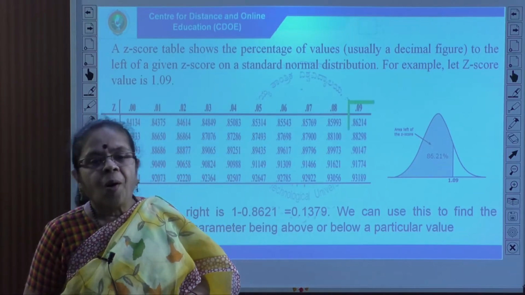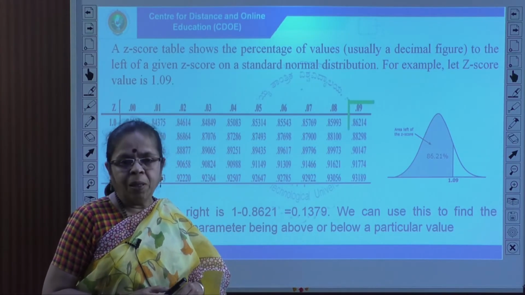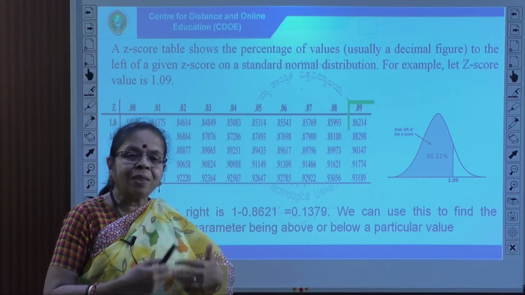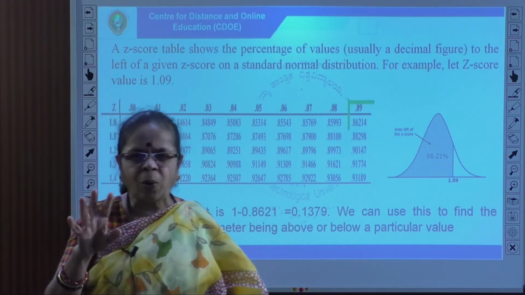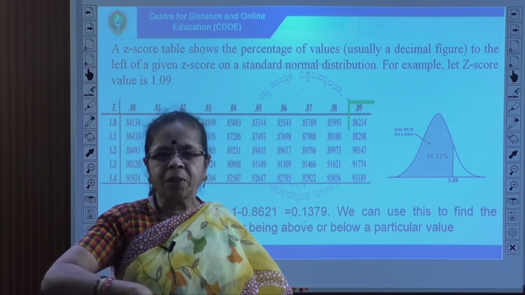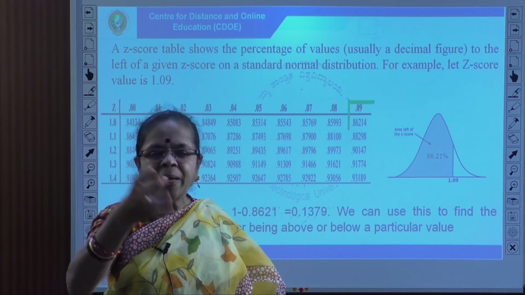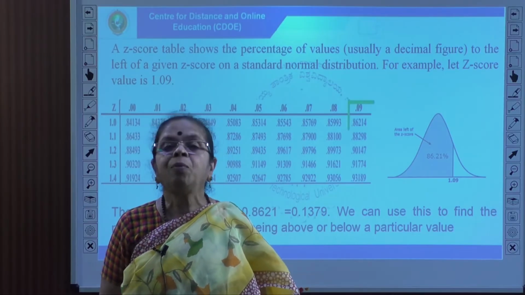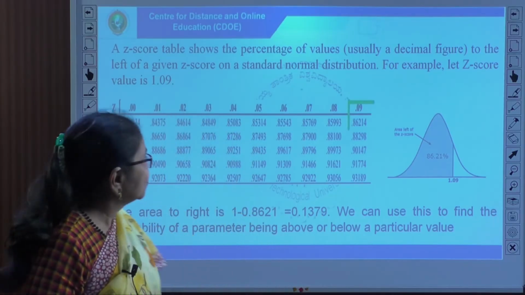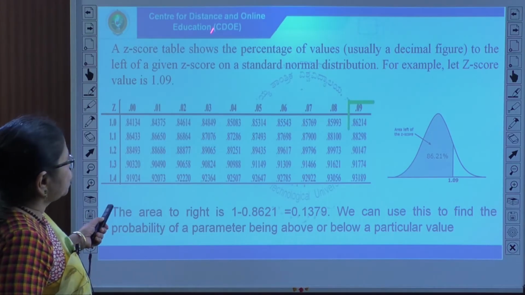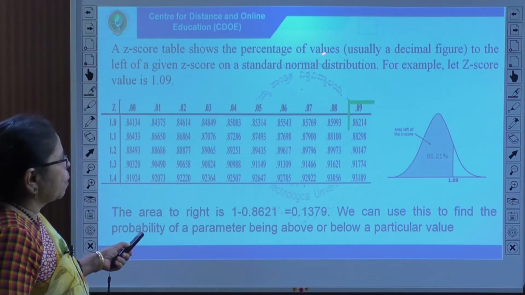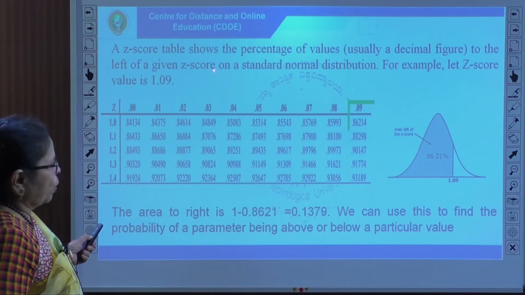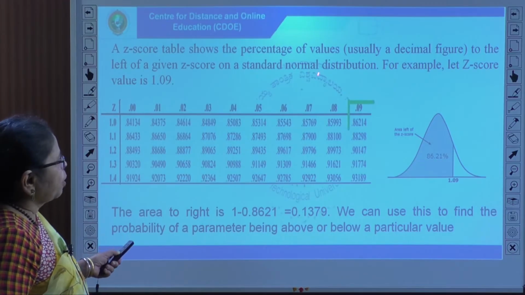Now, like the T-score table, you also get a Z-score table. Normally in Z-score, we remember only 2 values, for 5% and 1%, it is 1.96 and 1.64, you can easily remember. But you also get a Z table and we will see where this is useful. A Z-score table shows the percentage of values, usually a decimal figure, to the left of a given Z-score on a standard normal distribution.